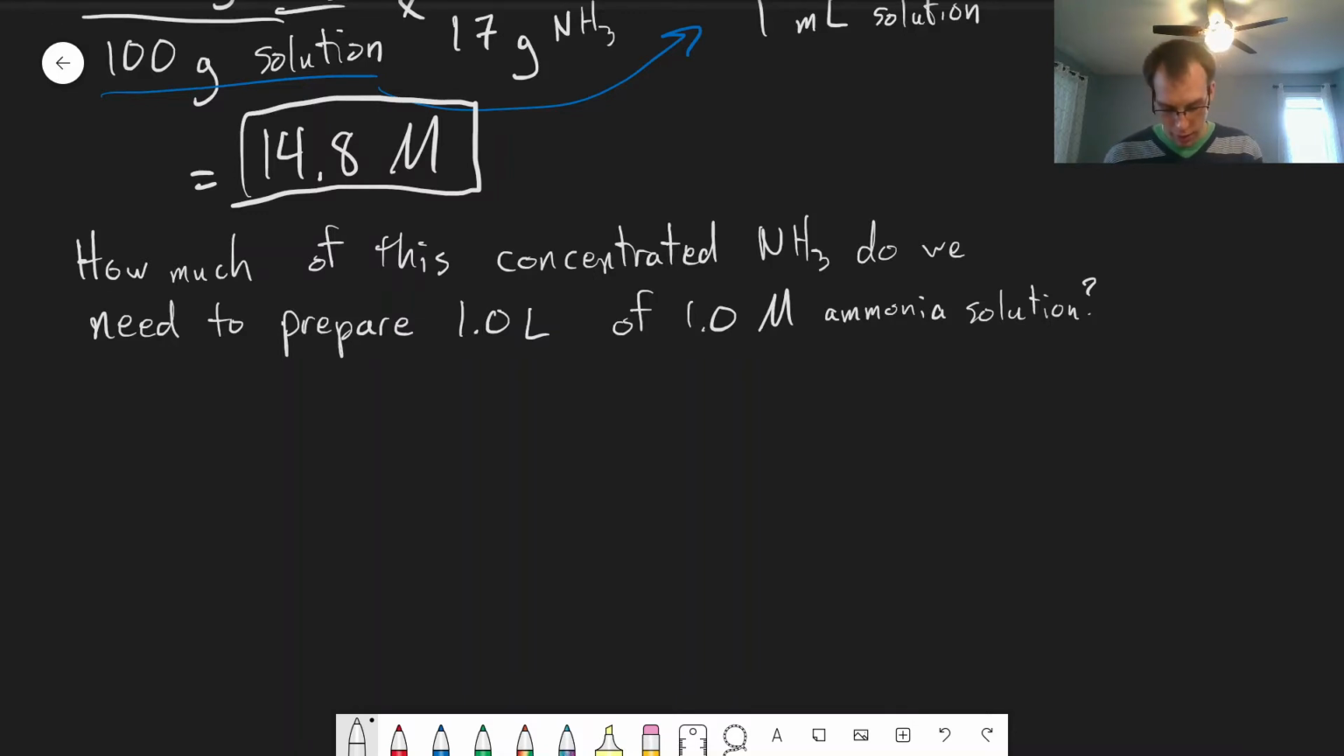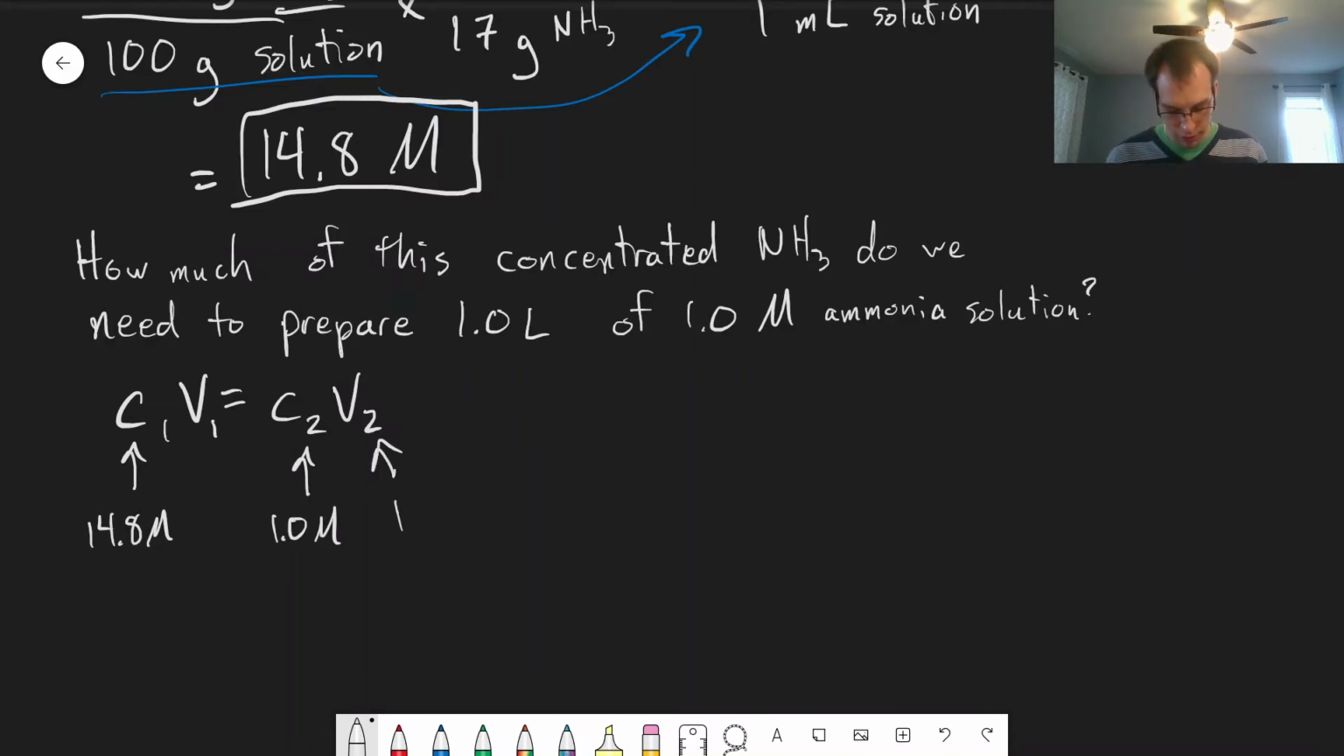So again, our approach here is we're going to use this equation, C1V1 is equal to C2V2. Okay, so we know C1, this is our 14.8 molar stock solution. Our C2, we want 1 molar and we want 1 liter of it. So then what we're looking for here again is V1.